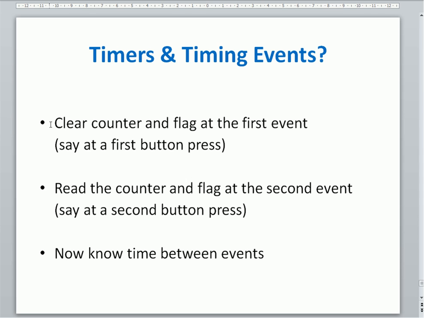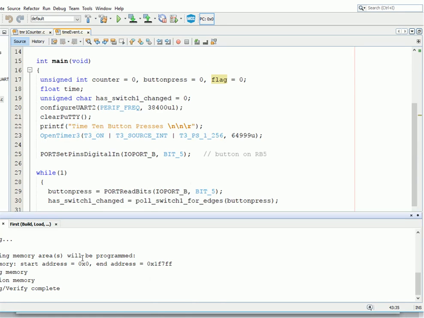So let's look at a bit of code to do that. Here's my code right here. I have an ordinary sort of main program, and I've created a timer with a certain amount of time: 65,000 times 256 times 1 over 8 megahertz, whatever that is.